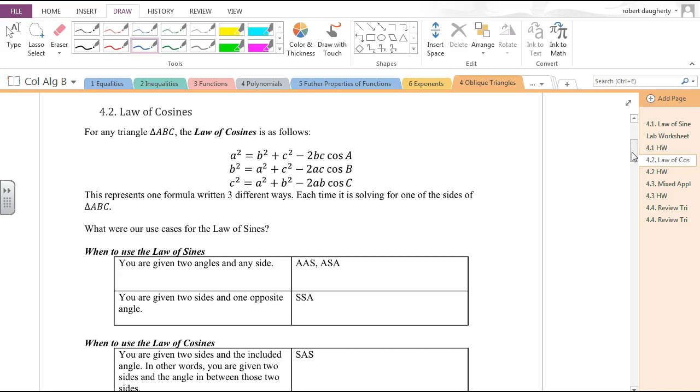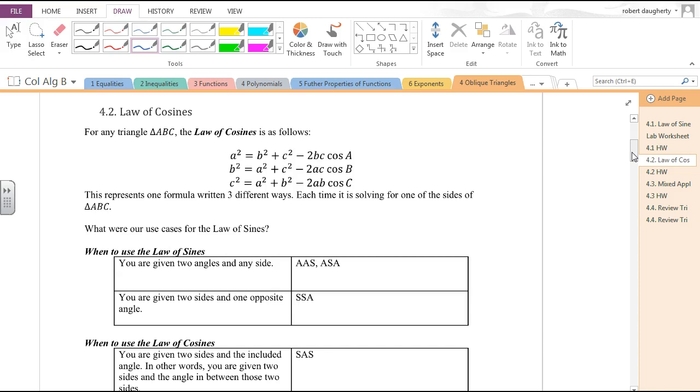Okay? This is the law of cosine. So solving for a side, a squared is b squared plus c squared minus 2bc cosine a. b squared is a squared plus c squared minus 2ac cosine b. c squared is similar. So anyway, let's not get bogged down in that. We're going to talk about how to use it and how to apply it.